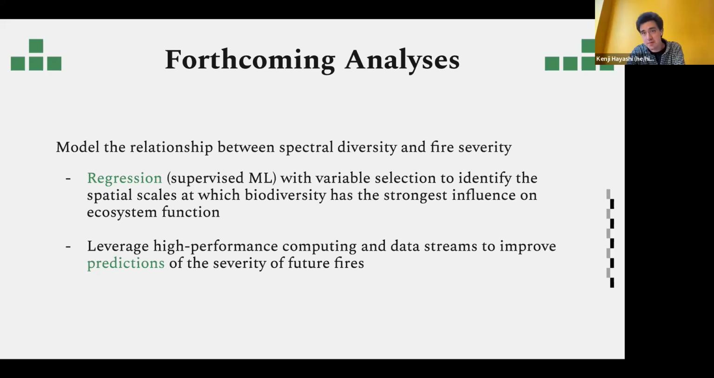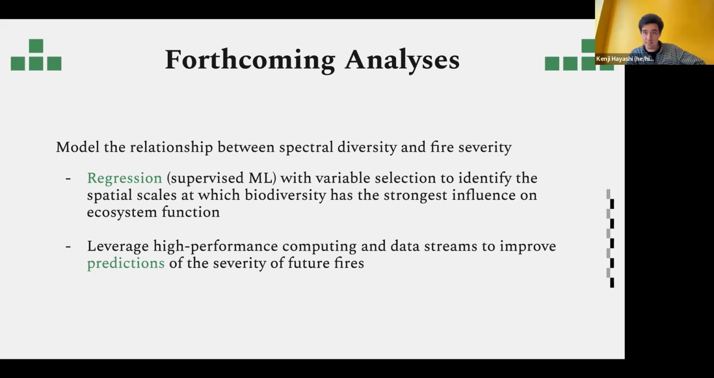One thing we're excited to propose here actually is to build on this moving window approach for assessing or quantifying spectral diversity, and combining what we have here with a slightly, perhaps less supervised, variable selection algorithm to identify the spatial scales at which spectral diversity has the strongest connection to our metric of ecosystem functioning.